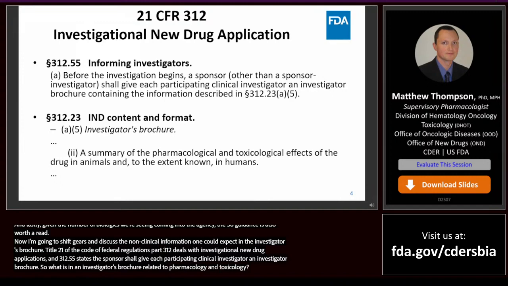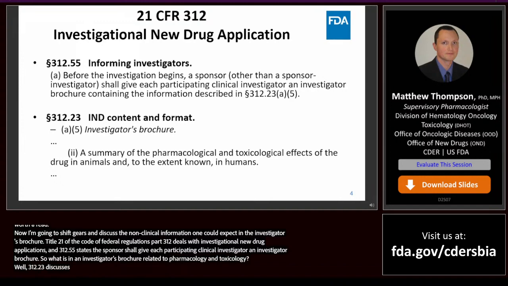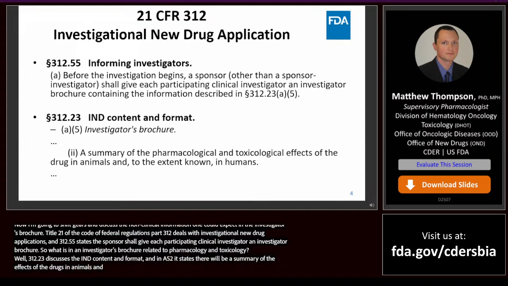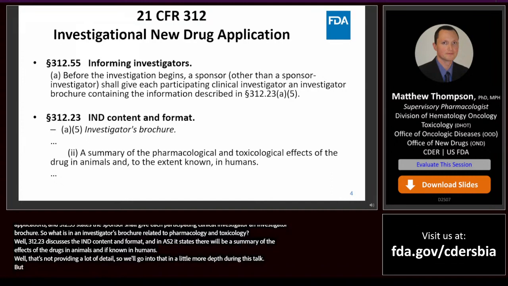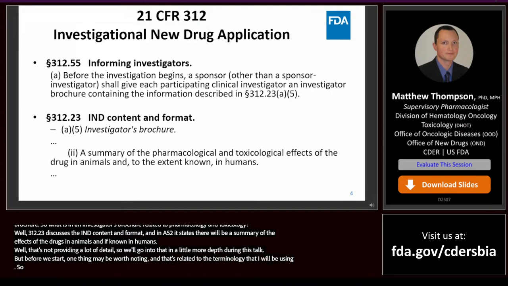Well, 312.23 discusses the IND content and format, and in A52 it states that there will be a summary of the pharmacological and toxicological effects of the drug in animals and, if known, in humans. Well, that's not providing a lot of detail, so we'll go into that in a little more depth during this talk. But before we start, one thing may be worth noting, and that's related to the terminology that I will be using. So at FDA, the word non-clinical is often used interchangeably with pharmacology and toxicology.